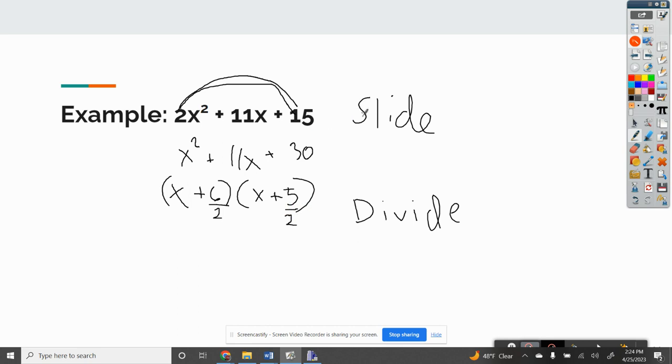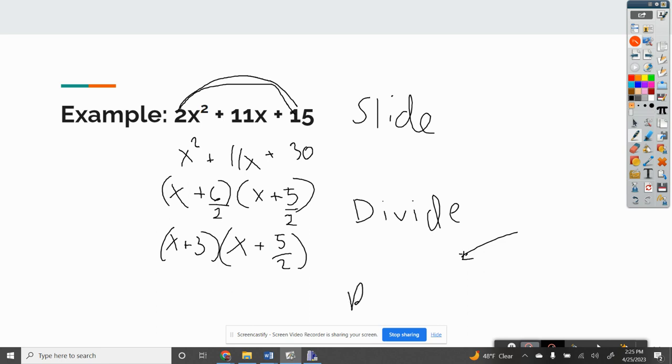All right. So slide, divide. There's an extra step in here that's not really in the name, slide and divide, bottoms up. But it is to simplify. So we're going to simplify our fractions here. And this is very important. And you have to fully simplify your fractions or else your answer won't be correct. So in this case, 6 divided by 2 is 3. So I will simplify that to x plus 3. 5 over 2 doesn't simplify. So that's going to stay.